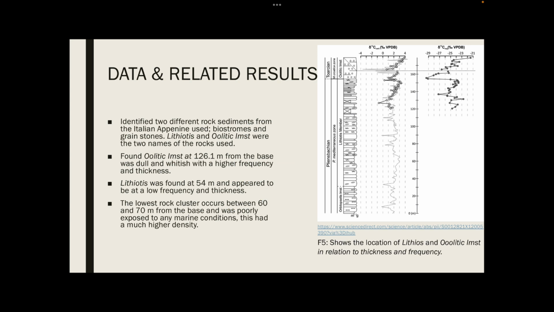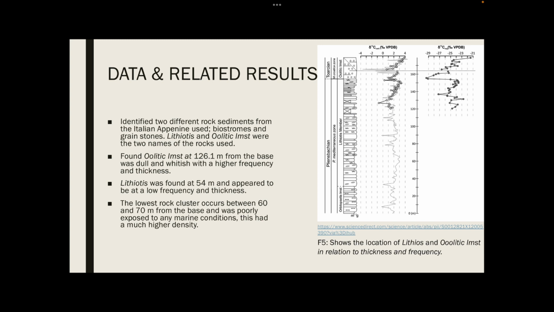In this particular study, it was identified that two different rock sediments from the Italian Apennine, known as biostromes and grainstones, with two names, lithiotis and oolitic limestone, were the two names of the rocks utilized. They found that oolitic limestone at 126.1 meters from the base was dull and whitish with a higher frequency and thickness. Lithiotis was found at 54 meters and appeared to be at a low frequency and thickness. And the lowest rock cluster occurs between 60 and 70 meters from the base, and it was poorly exposed to any marine conditions. This made it have a much higher density.